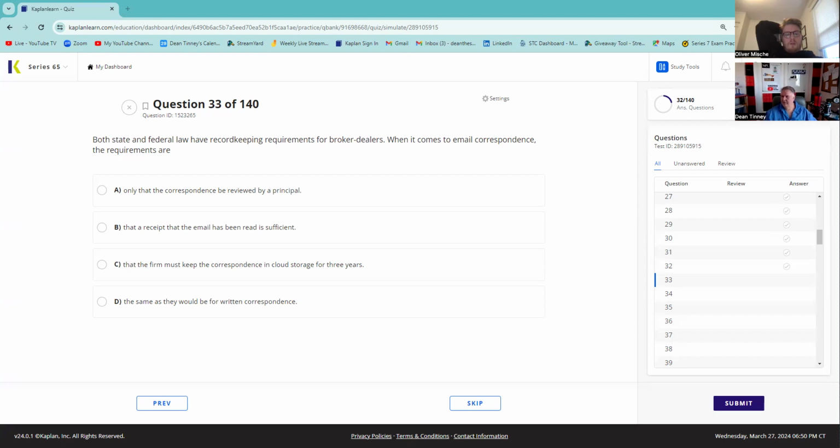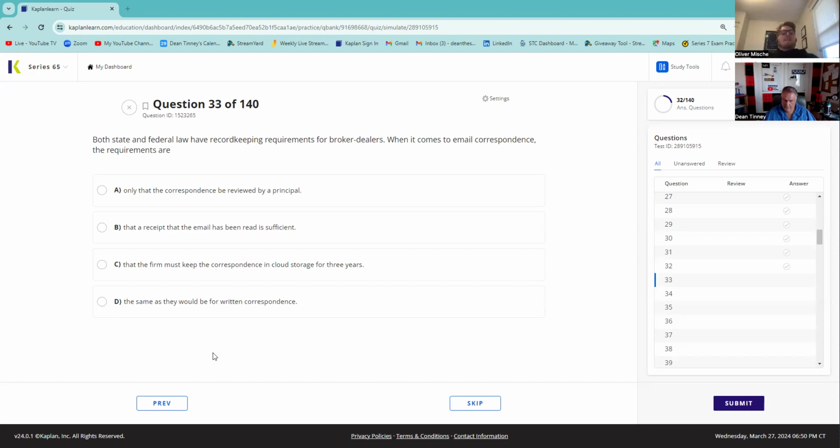Yeah. To keep in the cloud, you could keep it on your own servers. You could keep it in your filing cabinet. You can keep it where you want. So you're correct to say that the vast majority of brokerage firm records are 3. That's true. But what's not true is that you have to keep them in the cloud. So it would be D. Excellent. There's no separate standard.